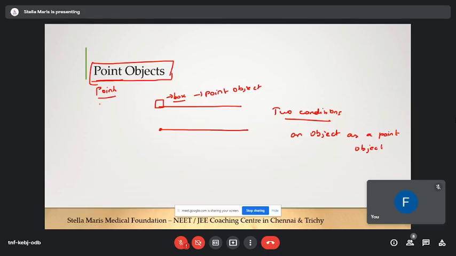So the size of the object should be less than the distance it covers. So when to consider an object as a point object: the first condition is the motion should be along a straight line. The second condition is the size of the object should be less than the distance it covers. We'll just look at this example so that you will get it.